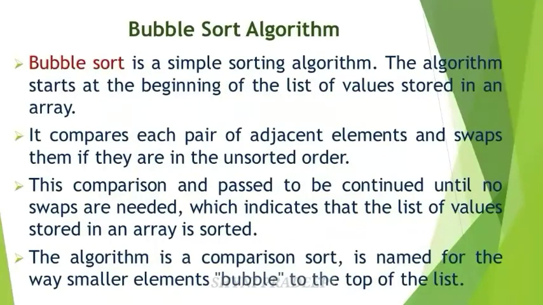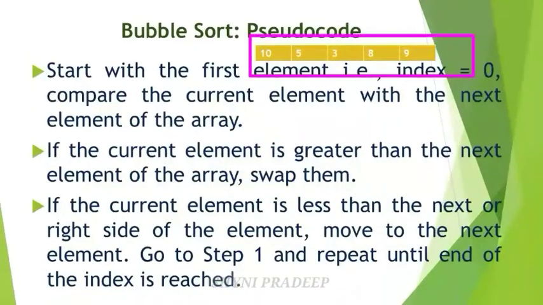So it starts from the beginning of the array. Let us see, this is an array. A collection of elements is stored in this array, but the elements are not arranged in the correct order. So we have to arrange these elements in the correct order. What will you do? You first start with the first element. This is the first element. Compare the current element with the next element of the array.